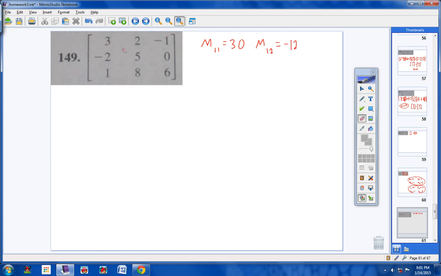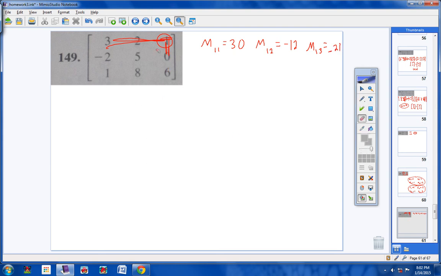Moving on now to minor number 13, which is this number here. Cross this off. Here's your 2 by 2 matrix. 1 times 5 is 5, so I'll put a negative 5. Negative 2 times 8 is negative 16, so a negative 21.